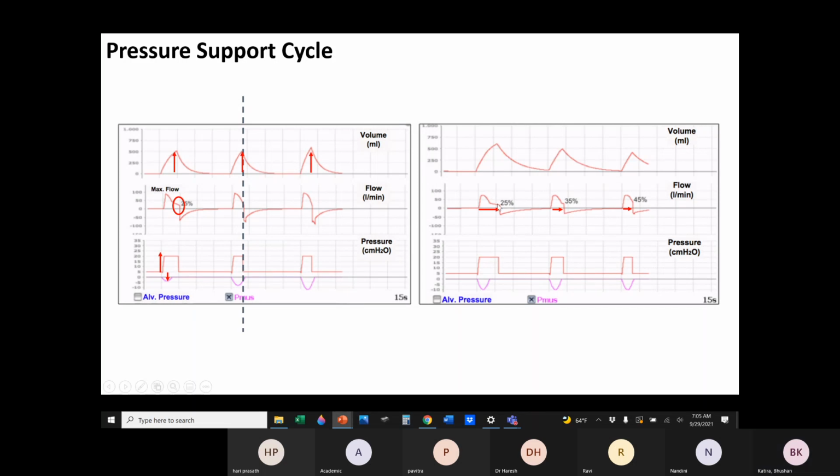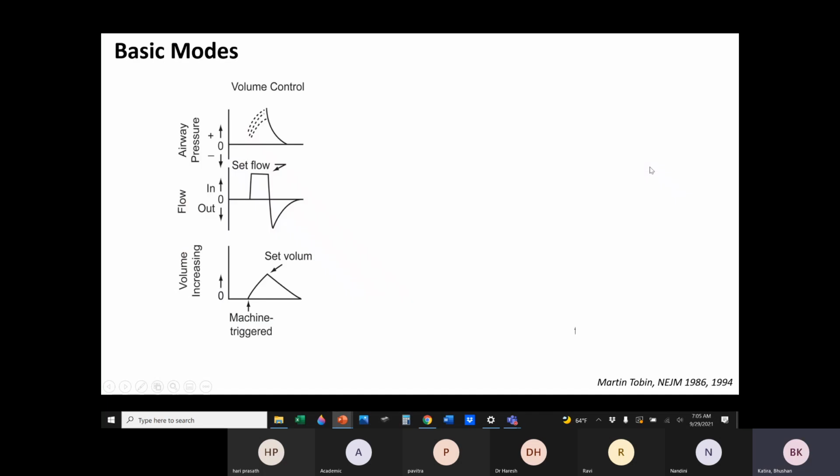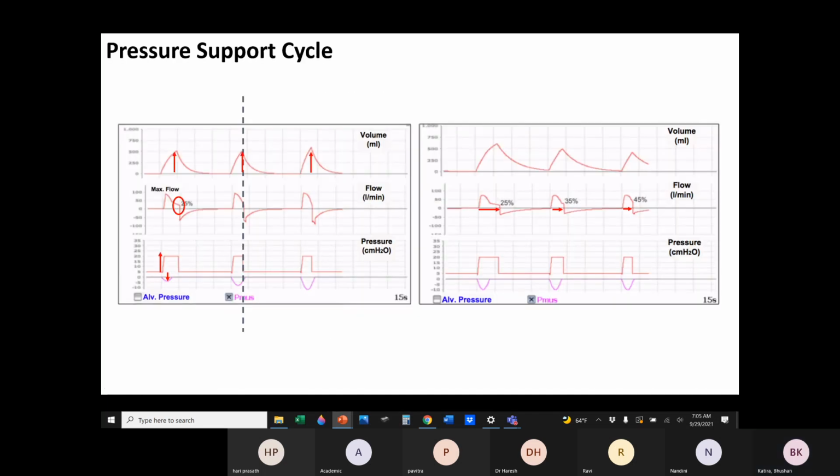25% is... 35% is 35% of this, so the expiration happens earlier, and 45% is 45% of peak flow, so the expiration happens even earlier, which would mean for the same pressure support, the tidal volume will keep reducing. Okay, so this is the point to remember of how tidal volume and inspiratory cycling and patient effort will relate during pressure control and pressure support ventilation.